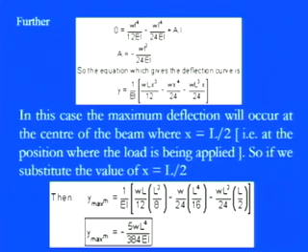So by summing up all those things, we have y maximum at the center point, where x equals L by 2, which is nothing but equal to minus 5 WL⁴ by 384 EI. That is a very important formula: if we have a simply supported beam carrying only a UDL, with no additional force, and the UDL is spread uniformly across the span of the beam, then the deflection has its maximum value at x equals L by 2.